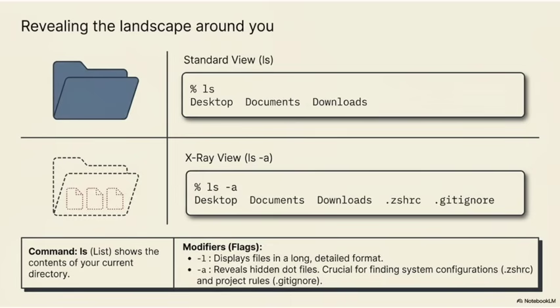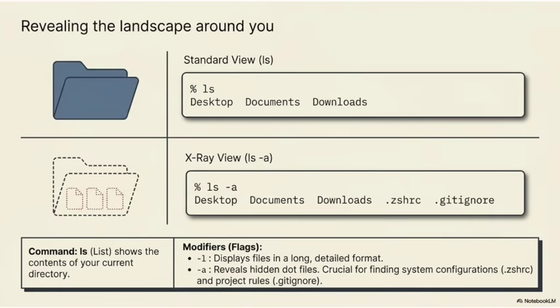ls is a landscape reveal. It shows you everything in your current directory so you know what you're working with before you move. Standard ls lists files and folders in a clean view: Desktop, Documents, and Downloads. But ls -a is an X-ray view. The -a flag reveals hidden dot files that standard ls conceals. Hidden files include system configurations like your .zshrc and your project rules like your .gitignore files. These files are hidden by default to reduce visual clutter, but they often contain critical configuration that affects how your tools behave.